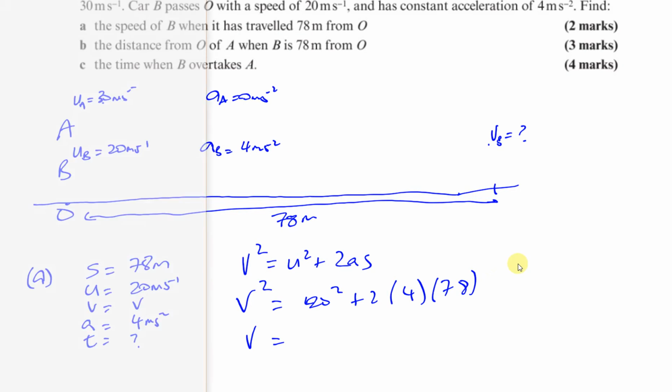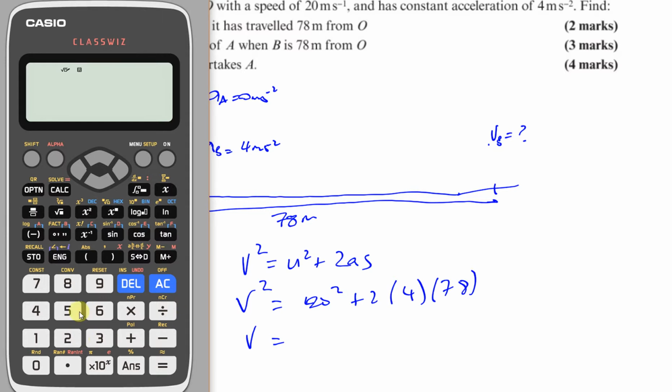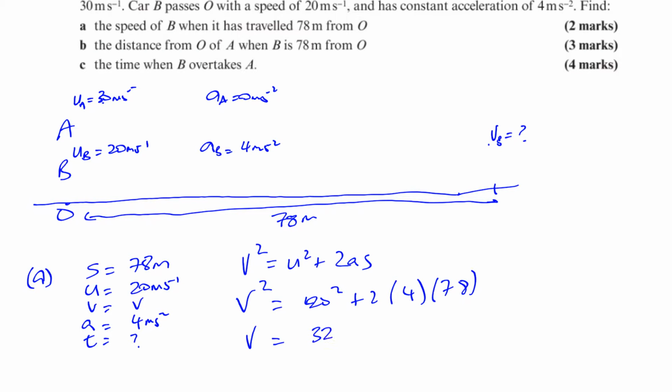So V is going to be the square root of 20 squared plus 2 times 4 times 78, which is 32 meters per second. Okay, so that's the answer to part A.